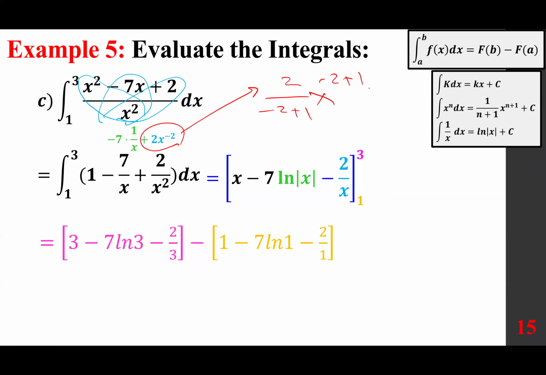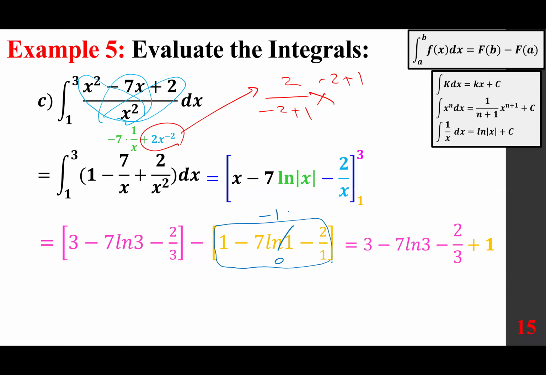And so let me start with this. This is 0, everybody. ln 1 is 0. So you have 1 minus 2, which is negative 1. So I'm going to repeat the first. I'm not going to change anything. And then minus 1 is plus 1.